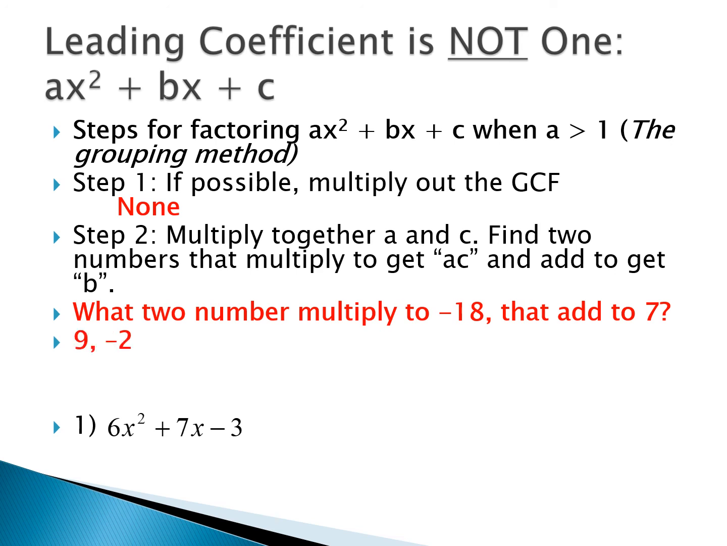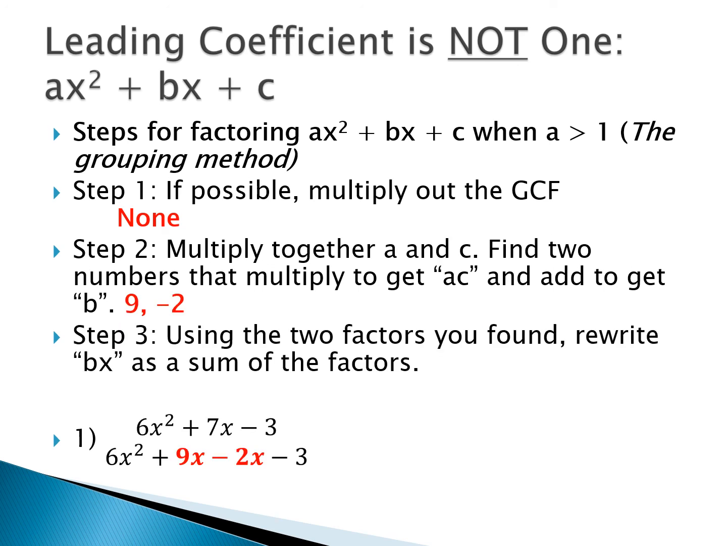And in this case, that's +9 and -2. Again, it was the add to get +7, so the larger of the numbers, 9 and 2, 9 is going to be positive. And so getting those two numbers, we can't just plug in and say x plus 9, x minus 2 like we did before. We have to do some extra steps.